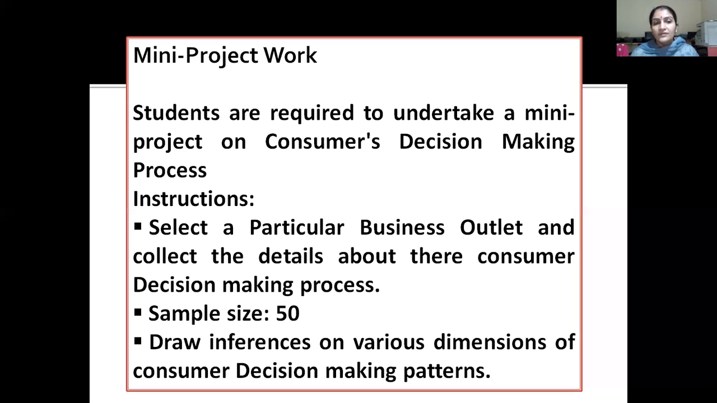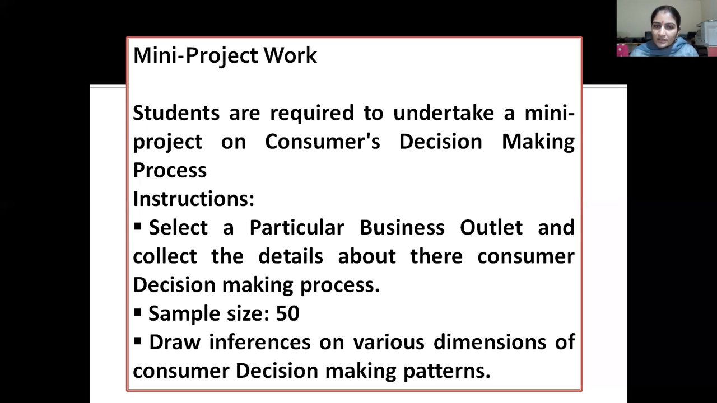So while giving the findings and suggestions, you can even help the particular business outlet from where you are collecting the data, by making their consumer decision making pattern very clear, or helping the business outlet person understand how their consumers have been behaving, whether they are satisfied, and what kind of updation or changes they are expecting from that particular business outlet. We can give them suggestions in the form of suggestions in our project report.